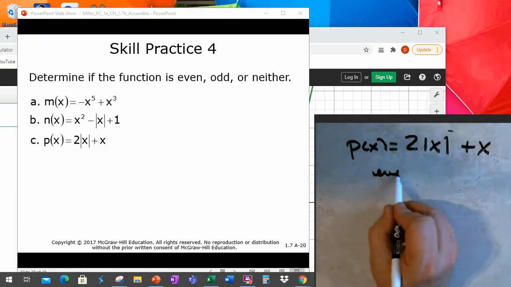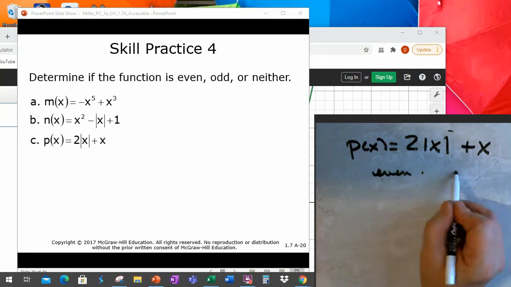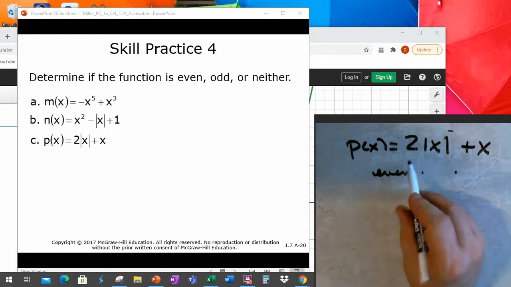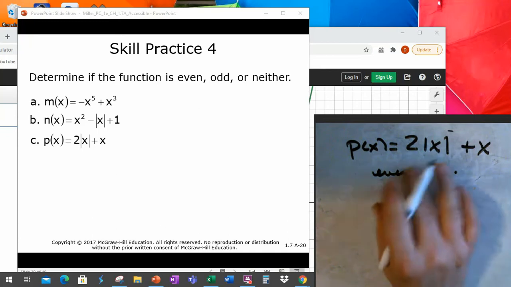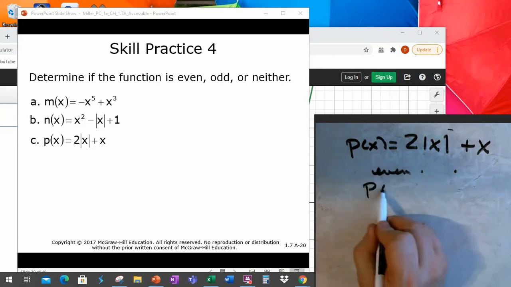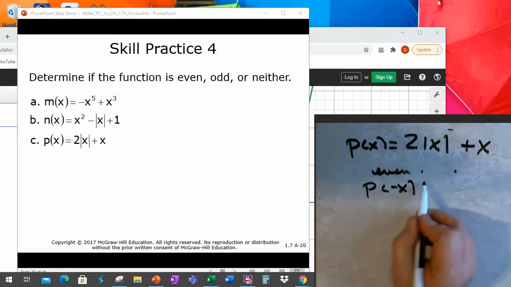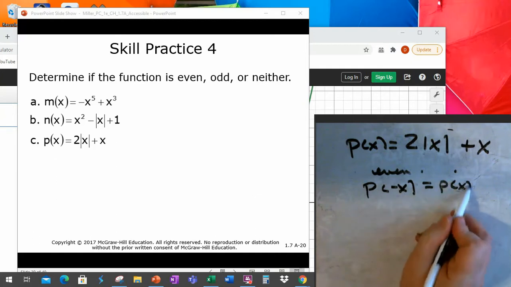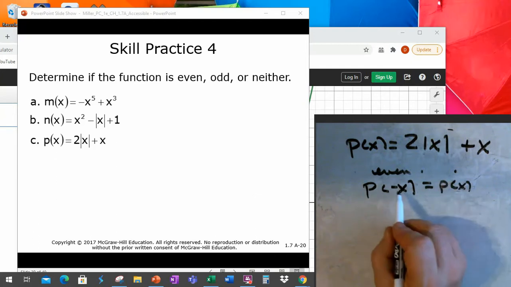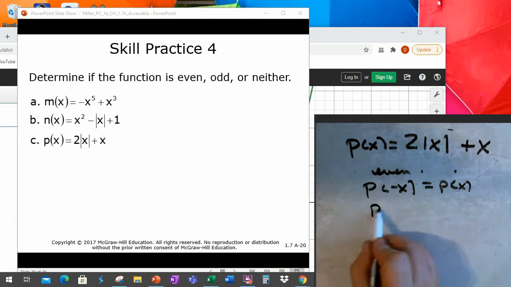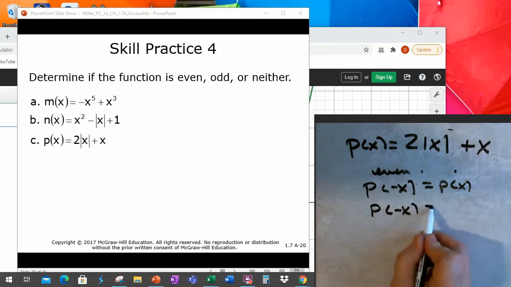In my formal method, I'm going to check for even. If this is it, I'm good, because I can't be even and odd at the same time. I can't be even and neither. So I start with this one. Does P of negative x equal the very same thing as P of x? So for negative numbers in here, P of negative x, what does that look like?